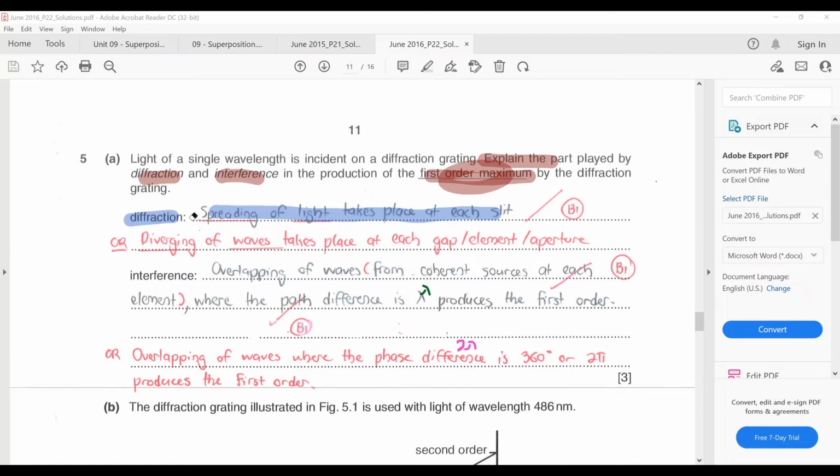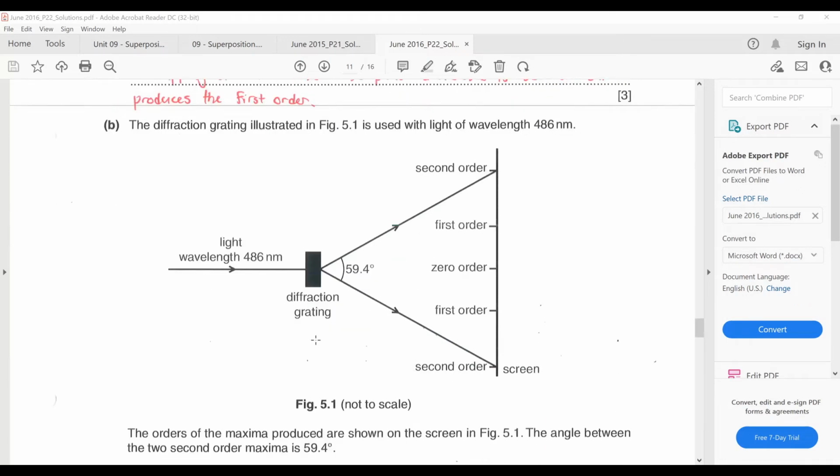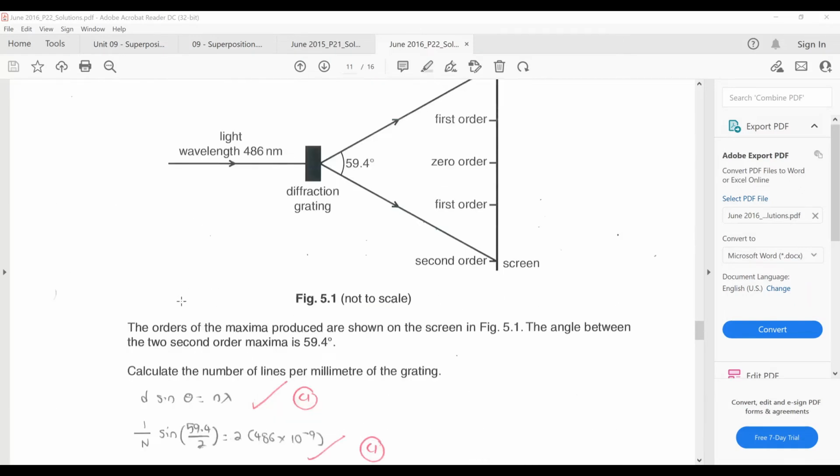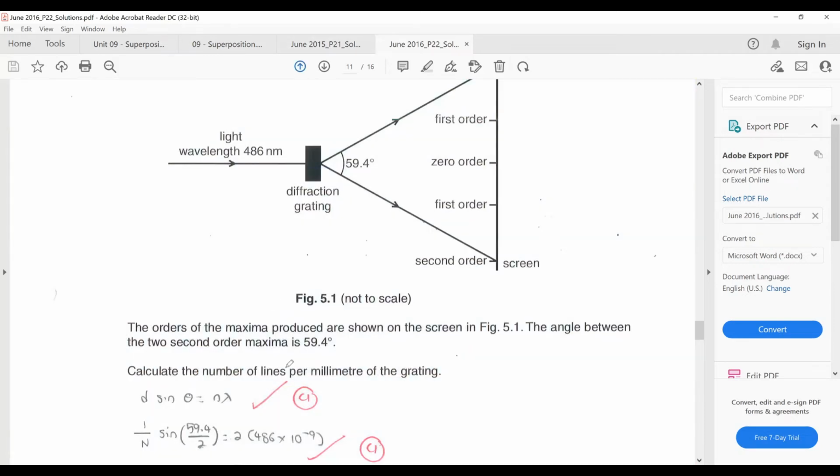So if this one is okay, then maybe I go and do the part B. Diffraction grating illustrated in figure 5.1 is used with light of wavelength 486 nanometer. The orders of the maxima produced are shown on the screen in figure 5.1. The angle between the two second order maxima is 59.4. Calculate the number of lines per millimeter of the grating. They want to find out the number of lines per millimeter of the grating.